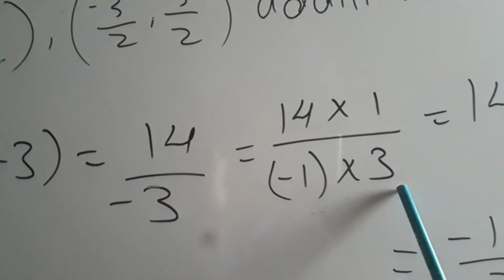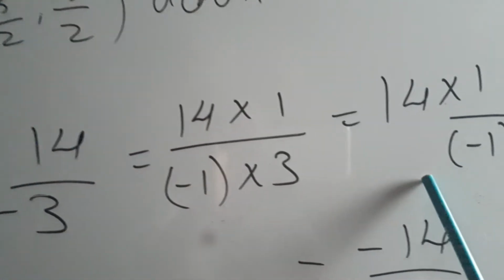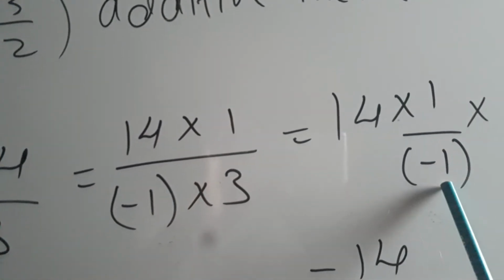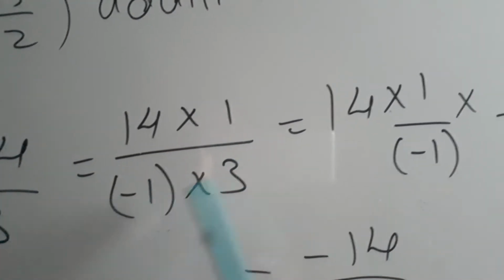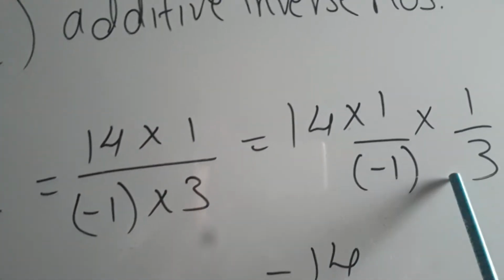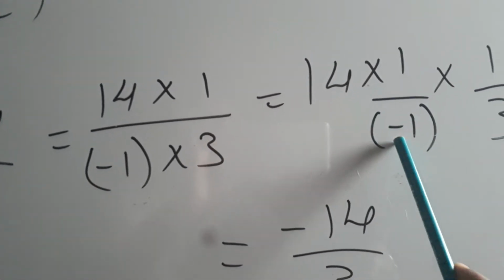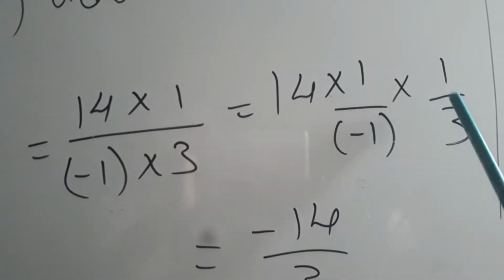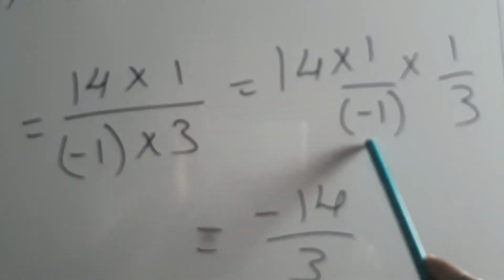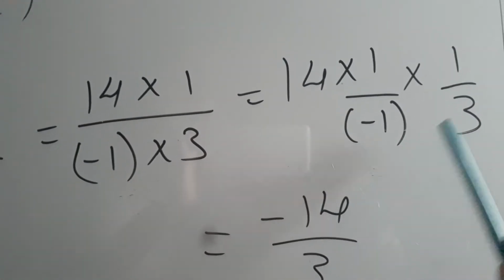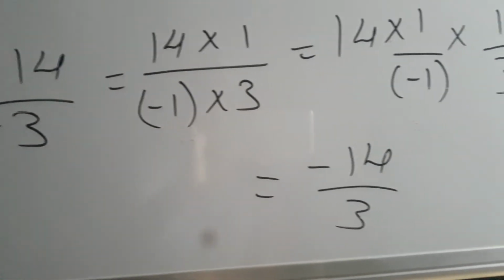Minus 1 into 3 gives me minus 3. But when I write it like this, I will get a better answer. 14 into minus 1; I have taken 14 into 1 upon minus 1 into 1 upon 3. So 14 into minus 1 will give me minus 14 upon 3. So understood? 14 into minus 1 will give me minus 14, which is divided by 3. So it will give me minus 14 upon 3. Hope you have got it.